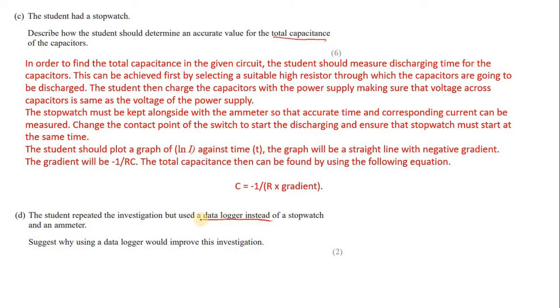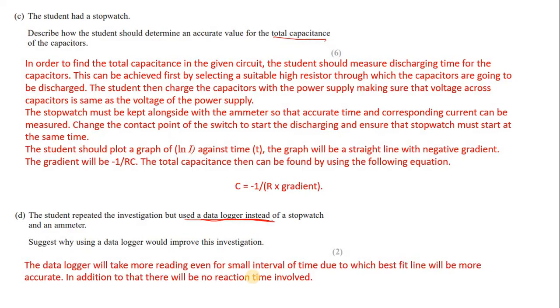And of course, a data logger measures the time automatically, so there will be no reaction time. So two advantages: we can have more data points to plot, so the best fit line will be improved, the gradient will be improved, so the value of C is improved. Next, we can avoid the reaction time.